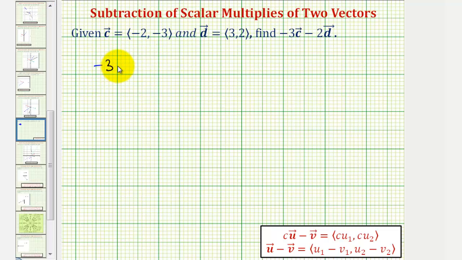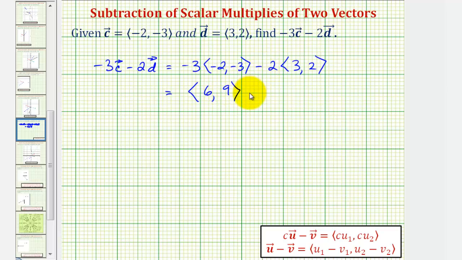So we have negative 3 times vector c minus 2 times vector d. So we can write this as negative 3 times vector c in component form minus 2 times vector d in component form. And now we'll perform the scalar multiplication. So we'd have an x component of negative 3 times negative 2, that's positive 6, and a y component of negative 3 times negative 3, that's 9.